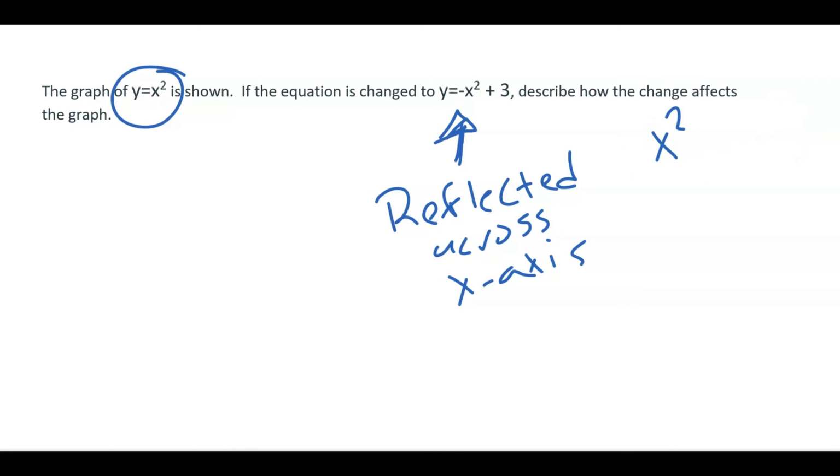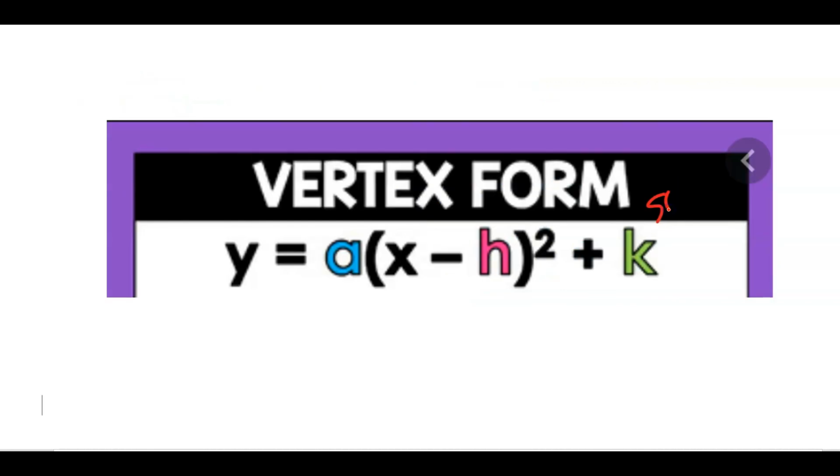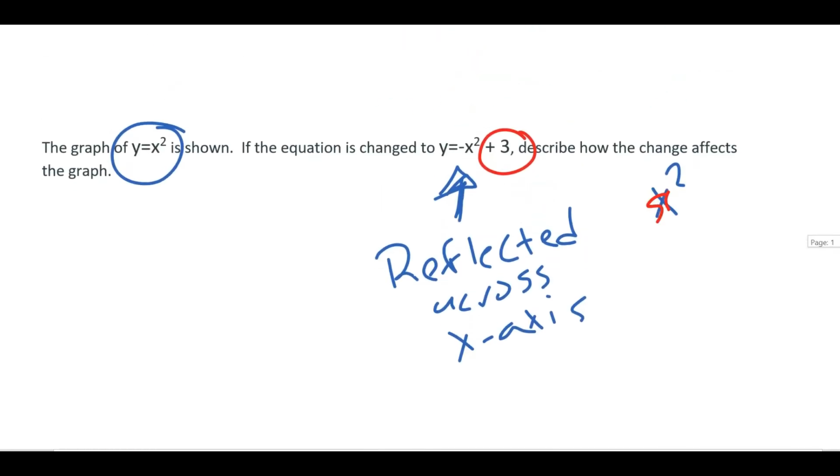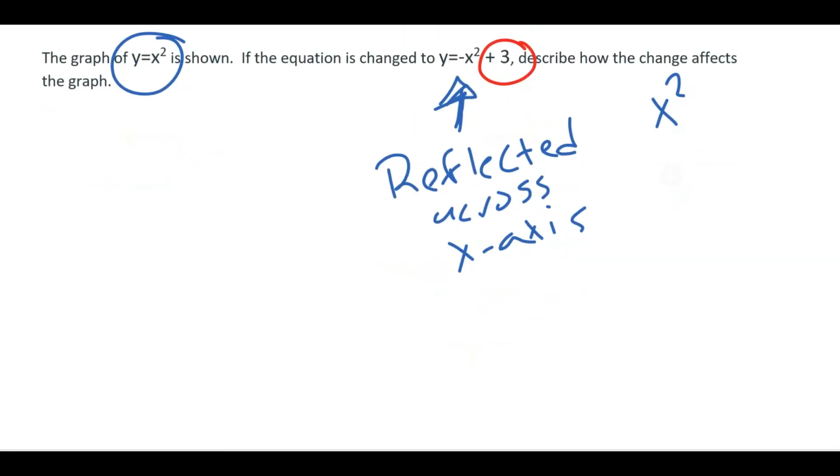But they did do something here. They did add 3. So they reflected it across x, and they shifted it up 3. Okay, so this is getting shifted up 3. Alright, and that is how this is going to look on a test or homework.